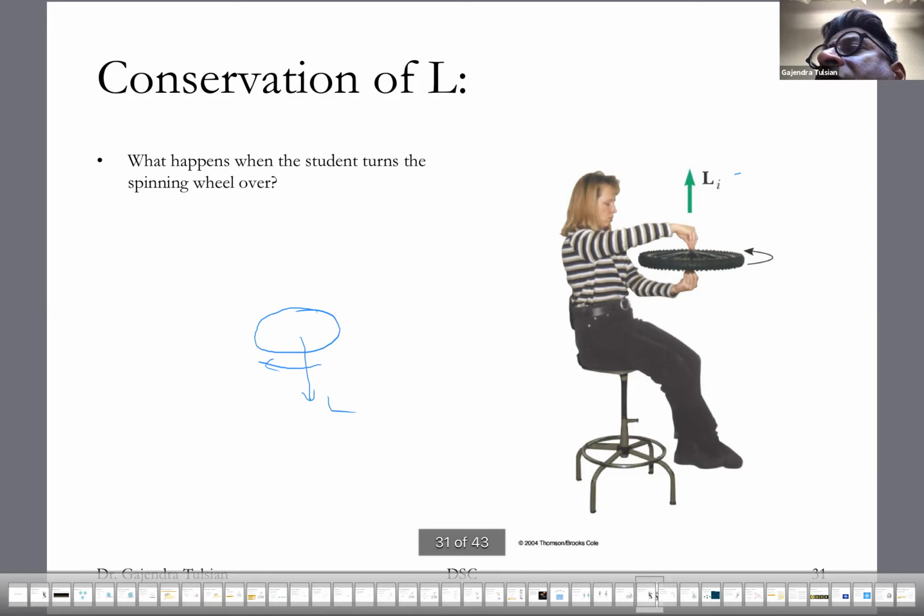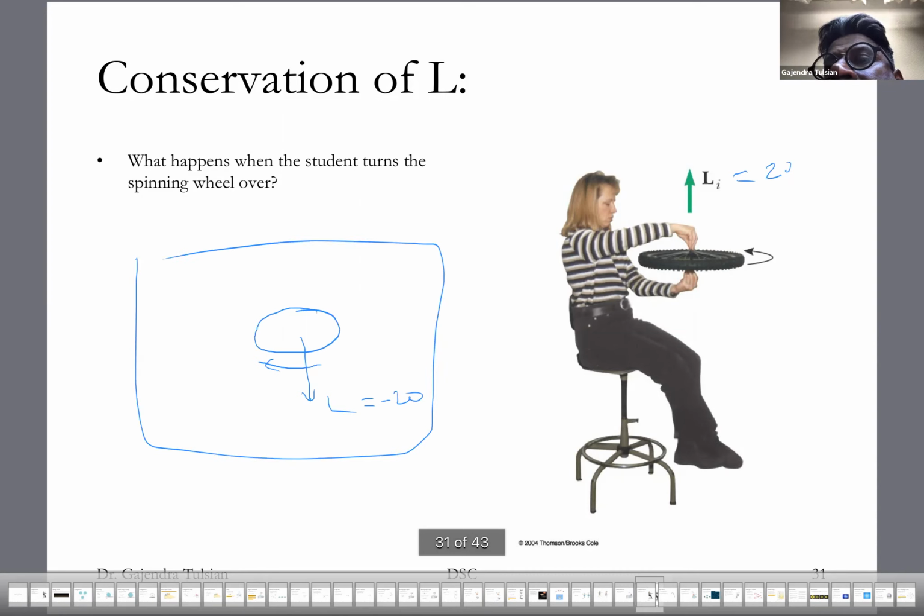So we'll just give numbers. Let's say it's 20 units. So now this is minus 20 units. But remember, there's no external force acting on this system. Whatever she did was a result of internal forces. So the angular momentum of this system should be constant. So L should be constant.